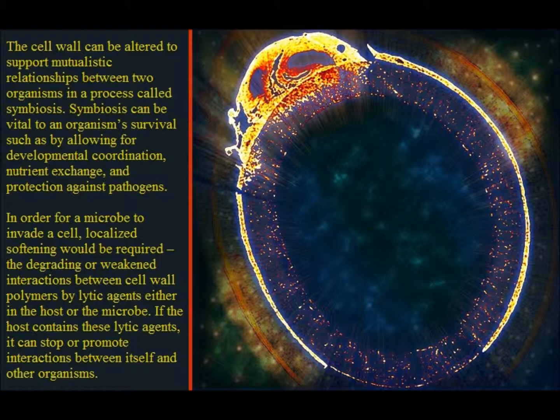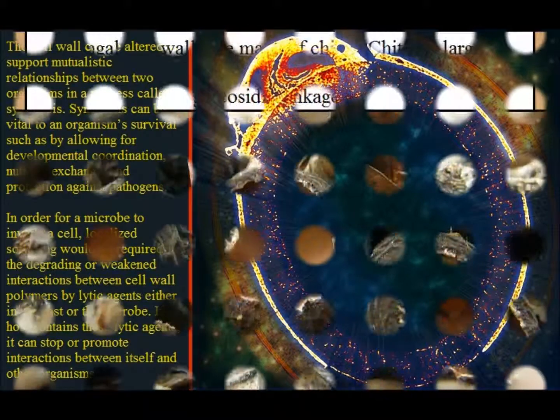In order for a microbe to invade the plant cell, localized softening would be required. This is the degrading or weakening of interactions between plant cell wall polymers by lytic agents either in the host or microbe. Plant cells may contain these lytic agents. It can stop or promote interactions between itself and other organisms.